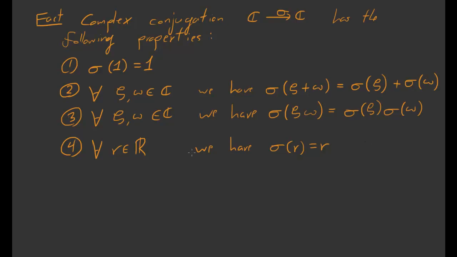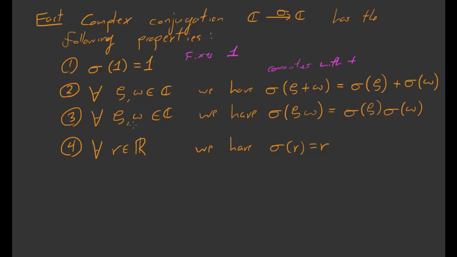Alright, so I claim that complex conjugation has the following properties. First, sigma of 1, where sigma is complex conjugation, is equal to 1. So we say that sigma fixes 1. Second, for all complex numbers zeta and omega, we have that sigma of zeta plus omega is equal to sigma of zeta plus sigma of omega. So we've moved from an addition inside the parentheses to an addition outside of parentheses. And the way this property is usually expressed is by saying that sigma commutes with addition.